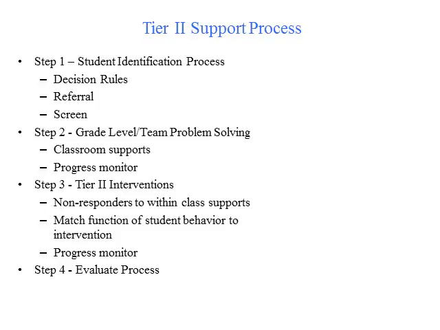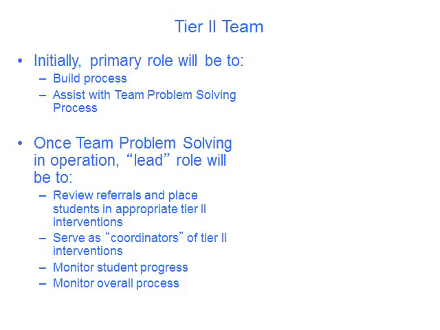Grade level team problem solving. So we're going to be looking at classroom supports and progress monitoring. And then we're going to look at tier 2 interventions. So these non-responders to classroom supports, those tier 1 supports, we're going to match the function of student behavior to the intervention. So we may need to do a brief FBA. And then you're going to progress monitor and then evaluate your process.